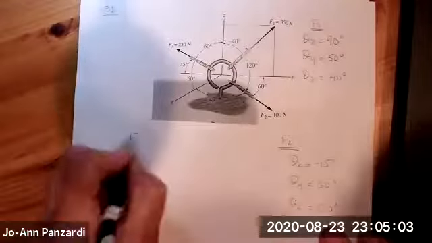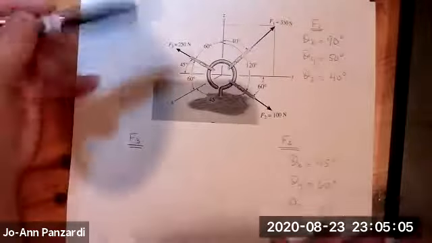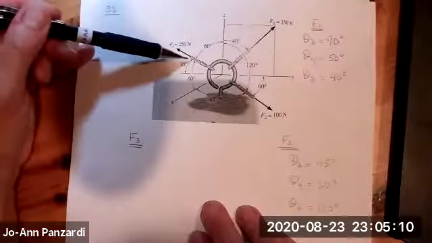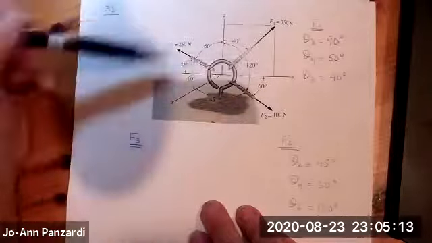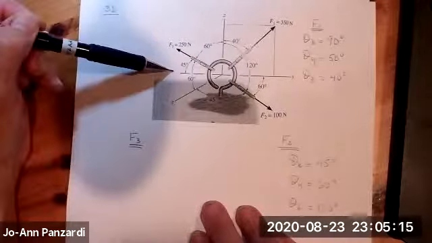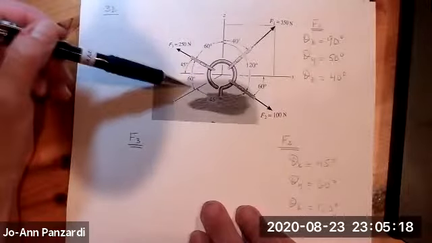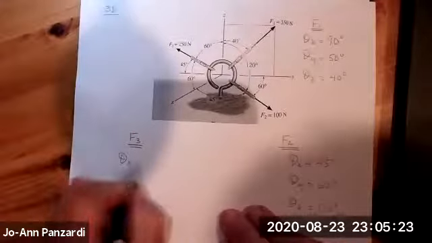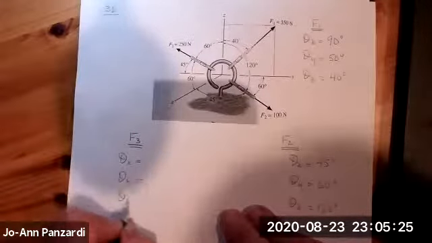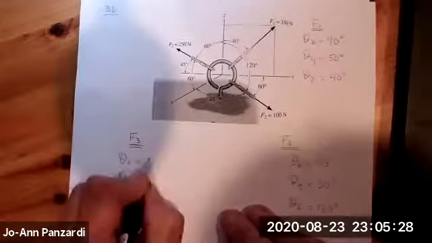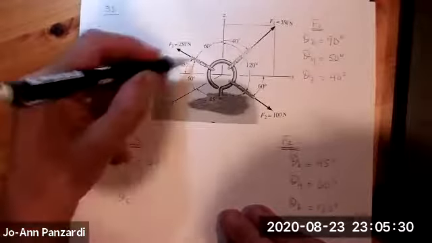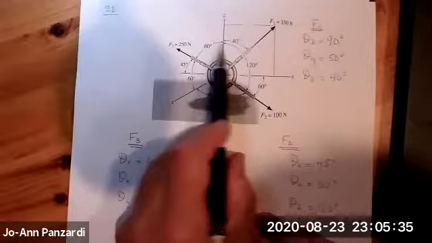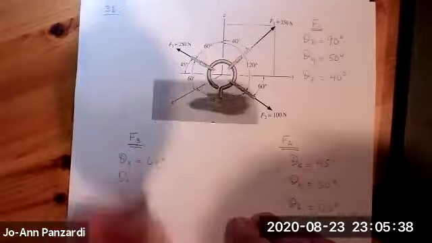Okay, and now let's do F3. Again, we're going to look at all the angles that they have here. So we have 45 degrees to the negative y-axis. We have 60 degrees to the x-axis, and we have 60 degrees to the z-axis. So theta x, theta y, theta z. Theta x is 60 degrees. Theta z is 60 degrees as well.